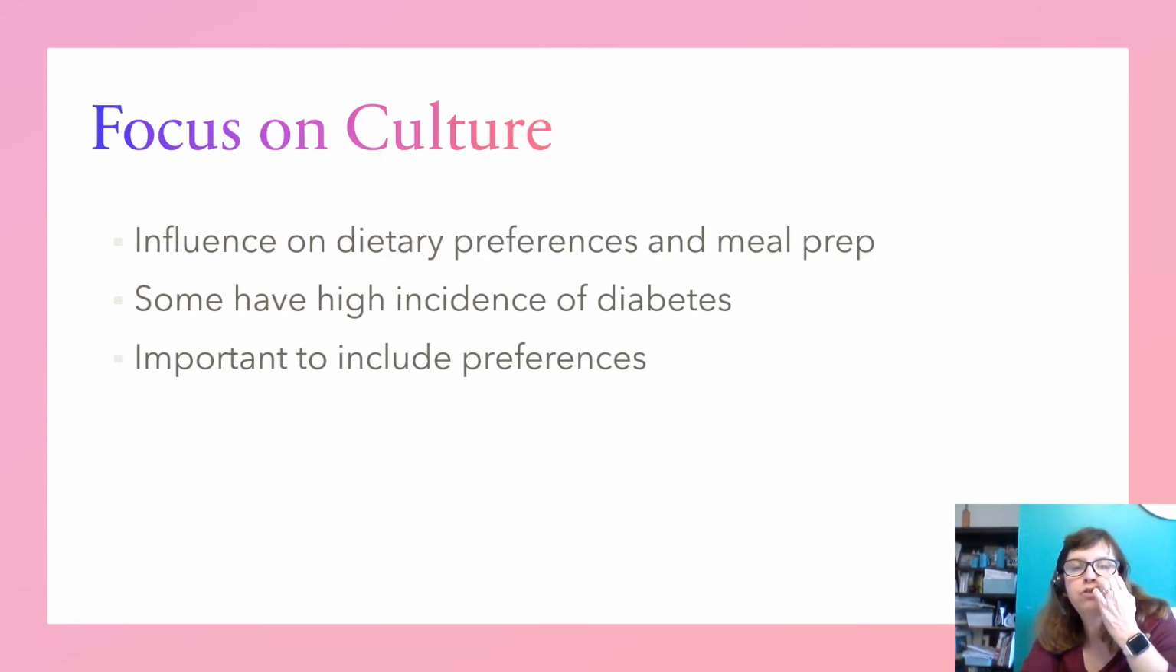To focus on culture, culture can have a strong influence on our dietary preferences and meal prep. There is a high incidence of diabetes in some cultures like Hispanic, Native American, Black, Asian, and Pacific Islander. It's important to consider food preferences when teaching about nutrition. Check the ADA resources, and remember that it's always better to start with what they like to eat, because it's very difficult to attain adherence to dietary changes if you're giving them something they've never eaten in their life. So it's important to include where their starting point is.